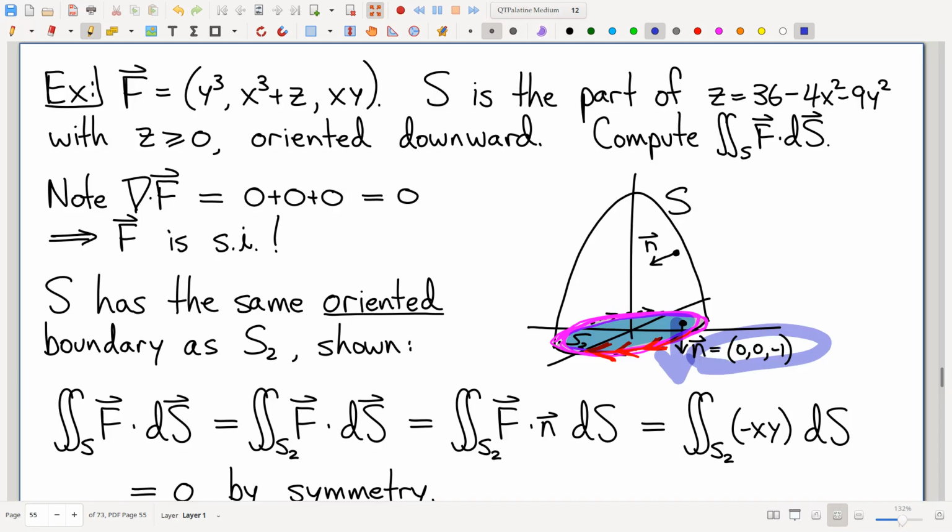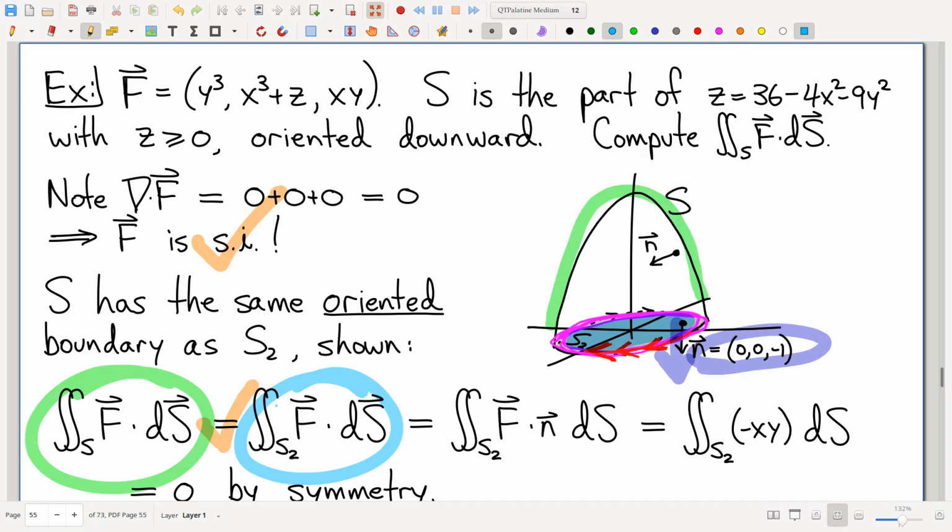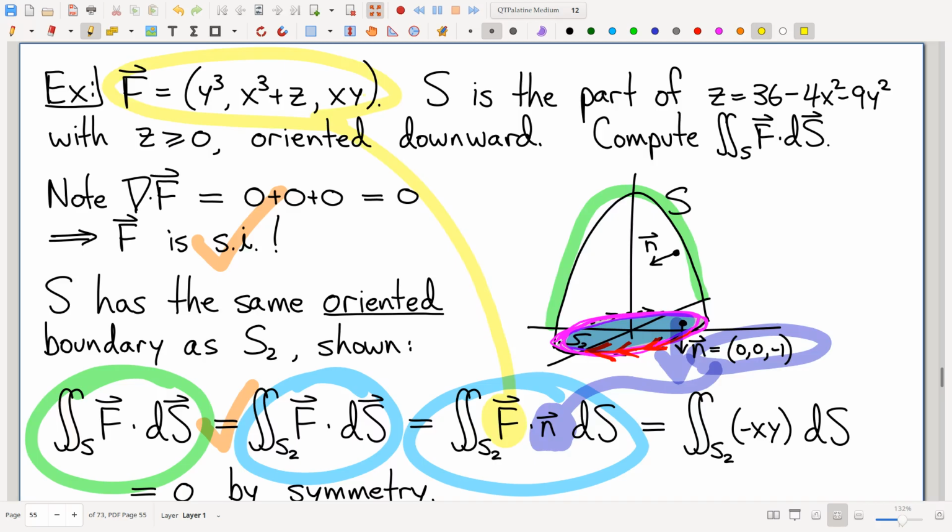Okay, so again, I was originally asked about this green flux. We've cited surface independence. Surface independence tells me I can instead look at this blue flux. That blue flux is easily rewritten because the normal vector, I have a formula for, the original vector field, I have a formula for, and it's easy to do that dot product. Nothing to it on the dot product.